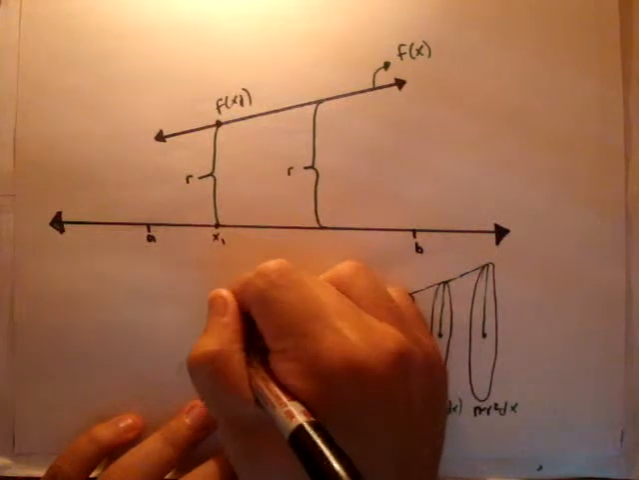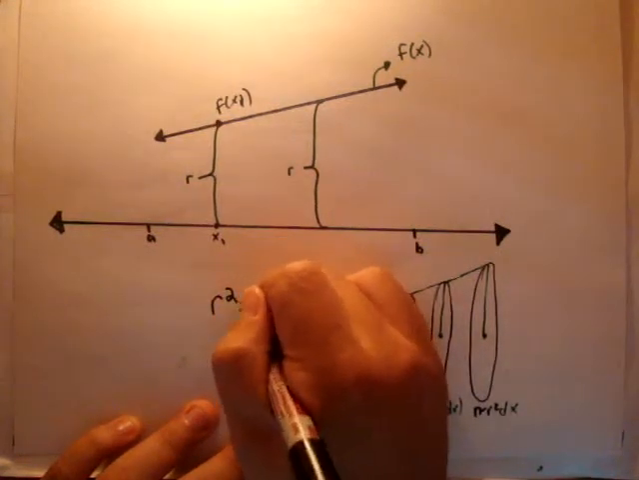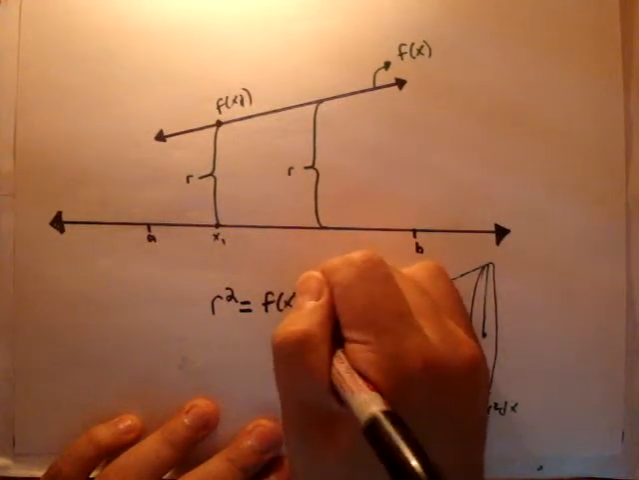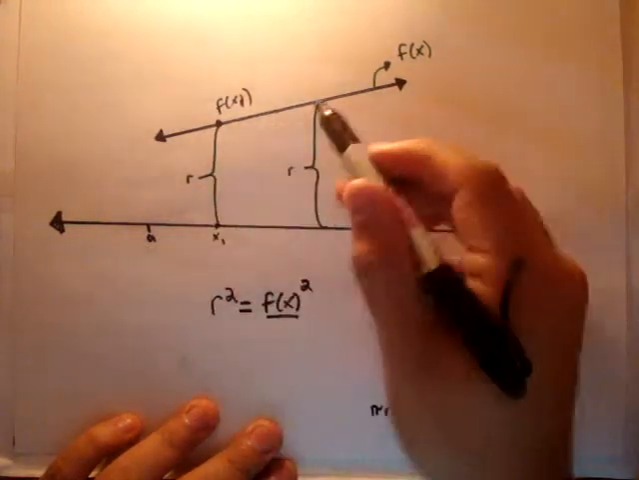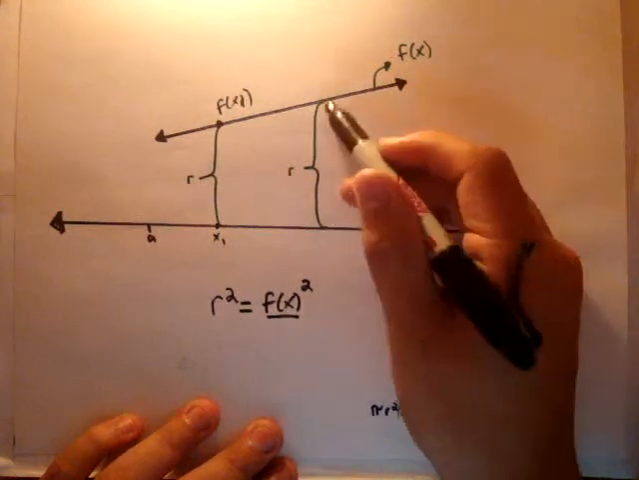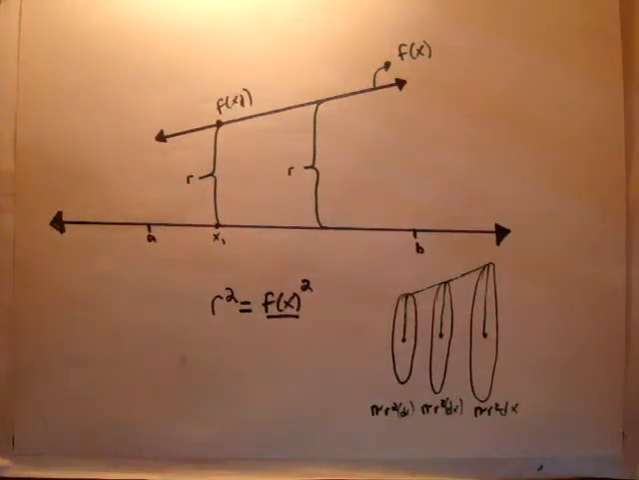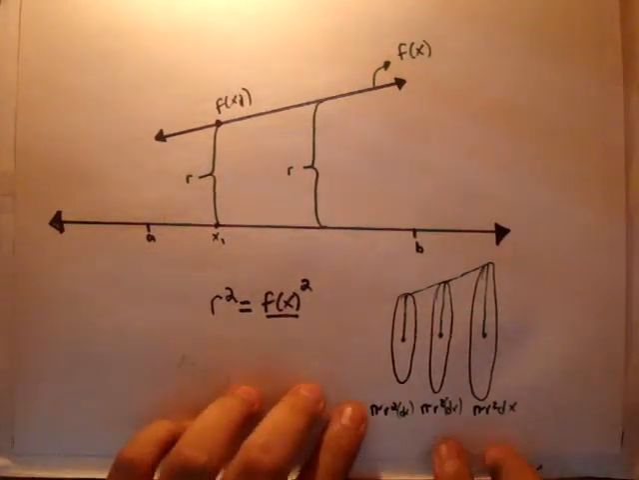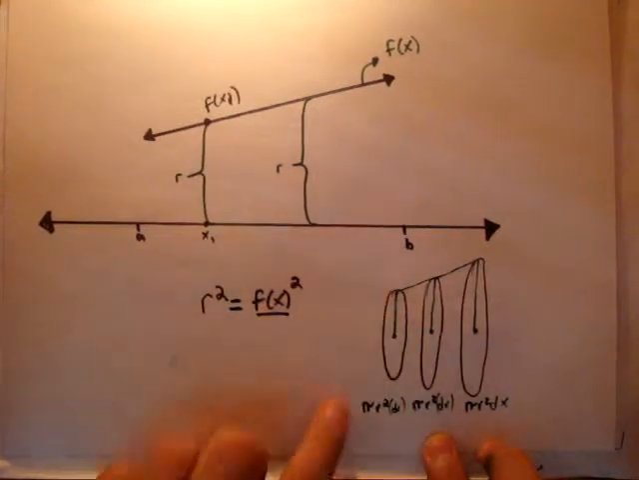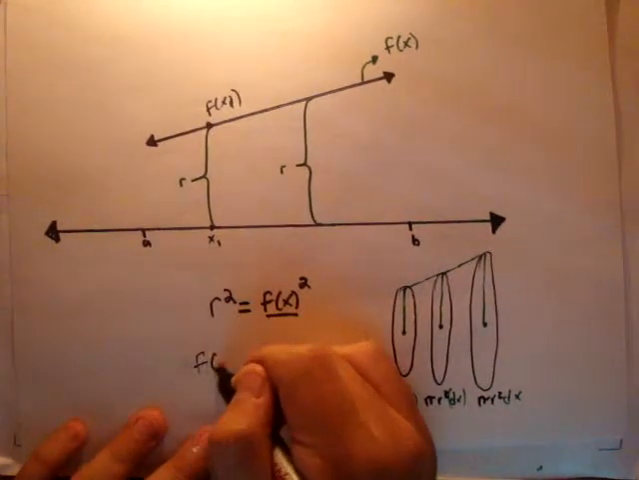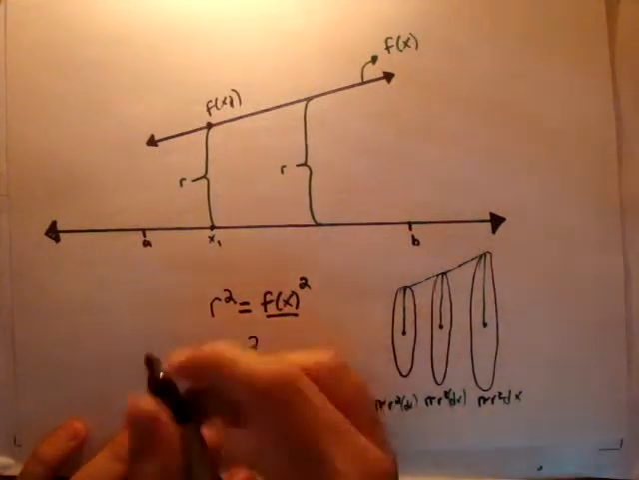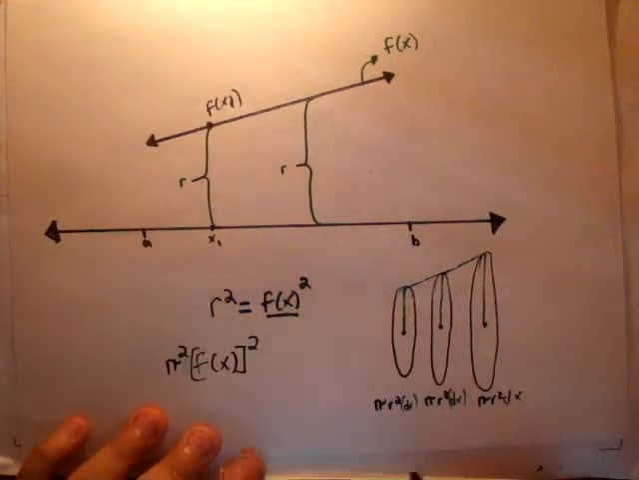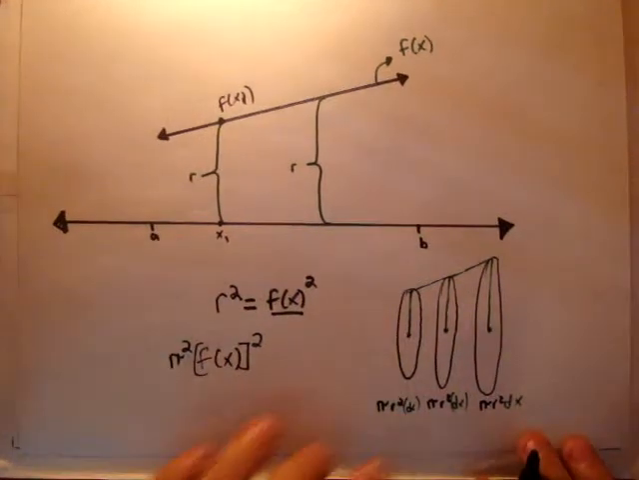So we can make a very important conclusion. In this case, r squared equals f of x squared, because f of x represents the radius from this point to this point, the height from this point to this point. Okay, once we've established this, we go to this same idea. We have this area now. We can write as pi f of x squared. But now we have this small amount of width, dx.